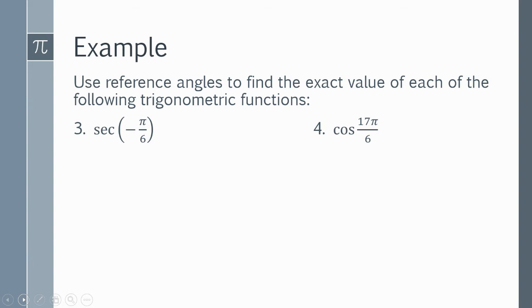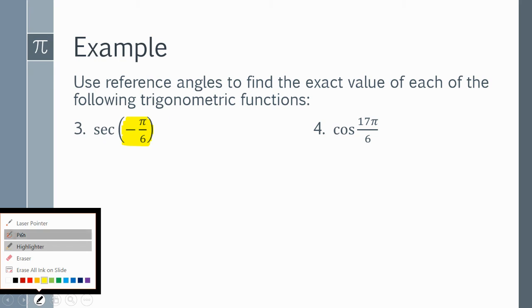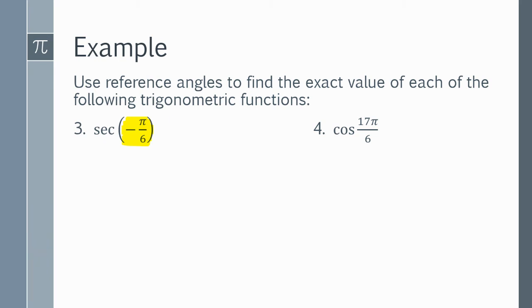Okay, continuing, notice that I want to find the secant of -pi over 6. So we want to start with looking at this angle. Right now, I see that I have a negative angle. In order to find the reference angle, remember, I want only positive numbers. So before I find my reference angle, I'm going to first find that coterminal angle, the positive coterminal angle.